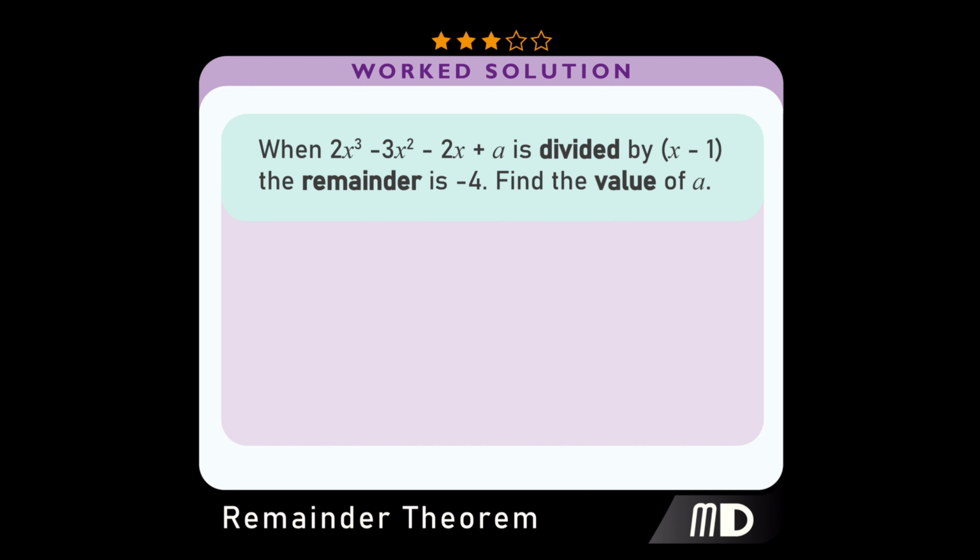Now, in this video, we're going to answer the following question. When 2x cubed minus 3x squared minus 2x plus a is divided by x minus 1, the remainder is minus 4. Find the value of a.